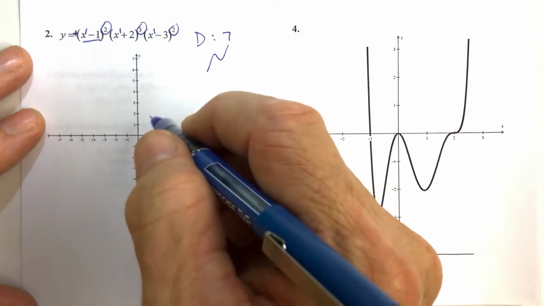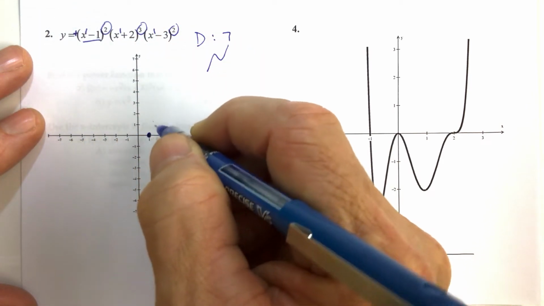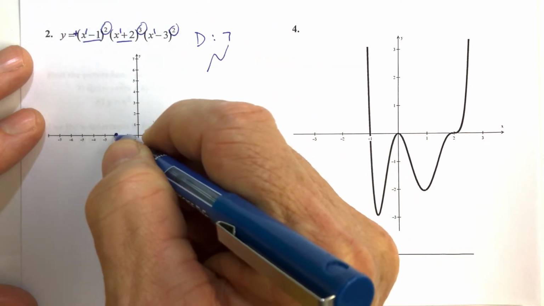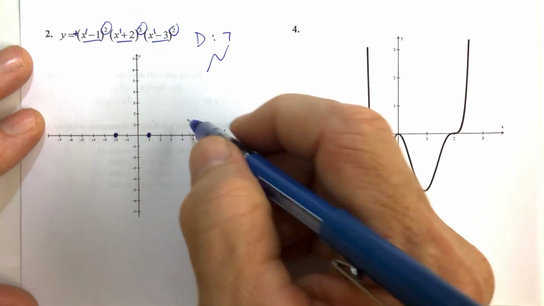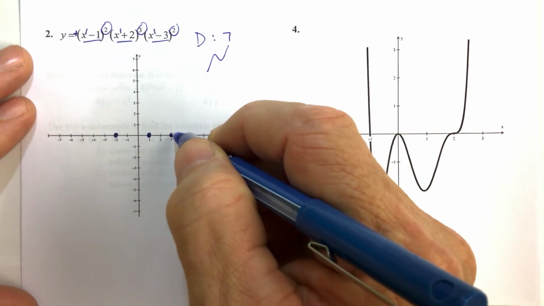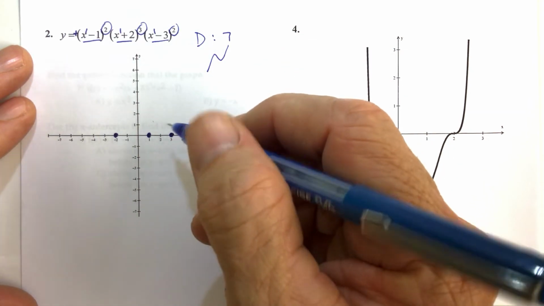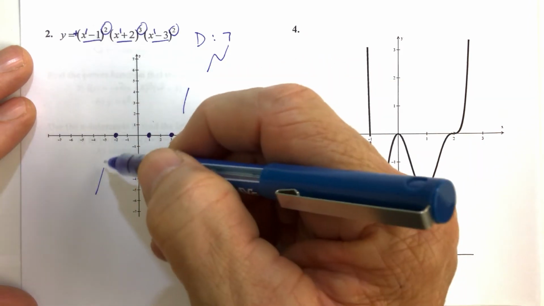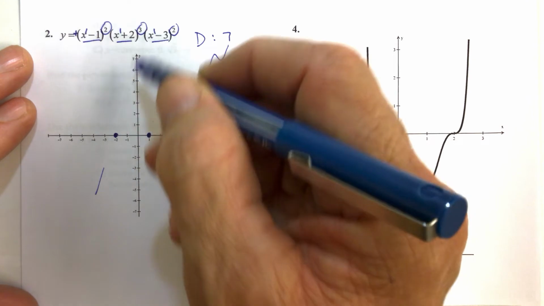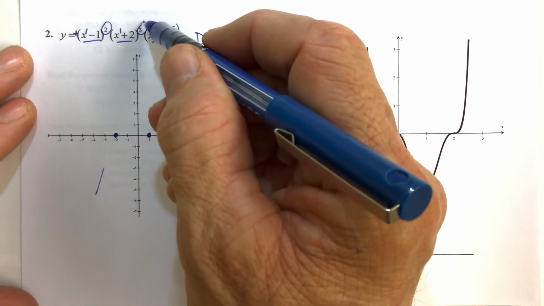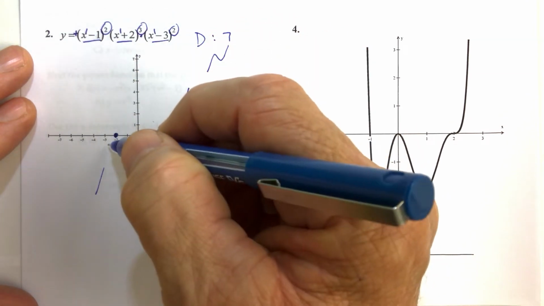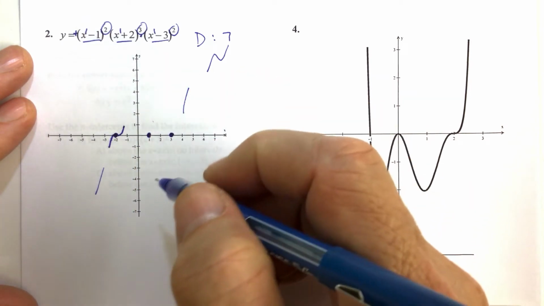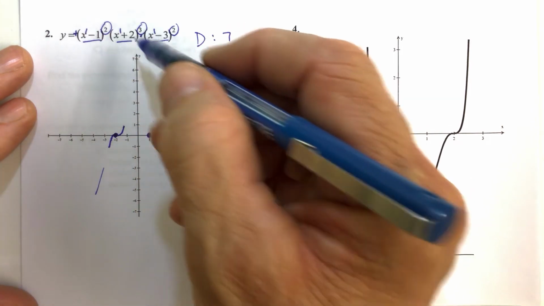A factor of x minus 1 means we have an x-intercept, or a 0, of 1. A factor of x plus 2 gives us an x-intercept of negative 2, and a factor of x minus 3 gives us an x-intercept of positive 3. And again, we know the end behavior is going to look like that. As we approach our first x-intercept of negative 2, it has a multiplicity of 3. That means we're coming from down below, so we're going to go up with a squiggly right there going through the x-axis at negative 2.